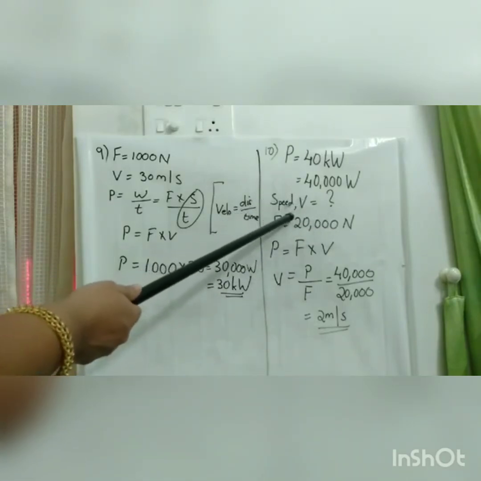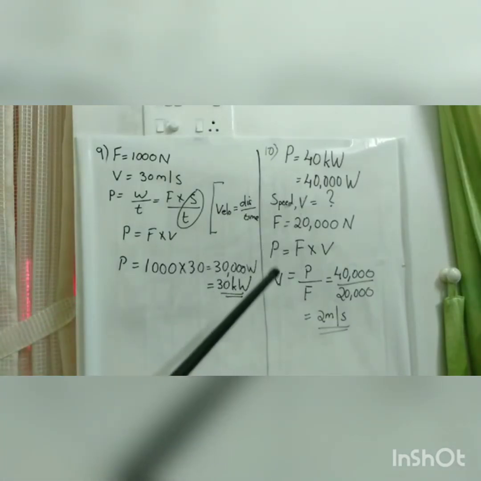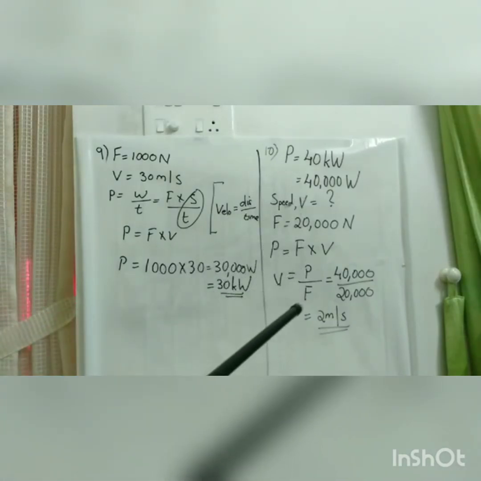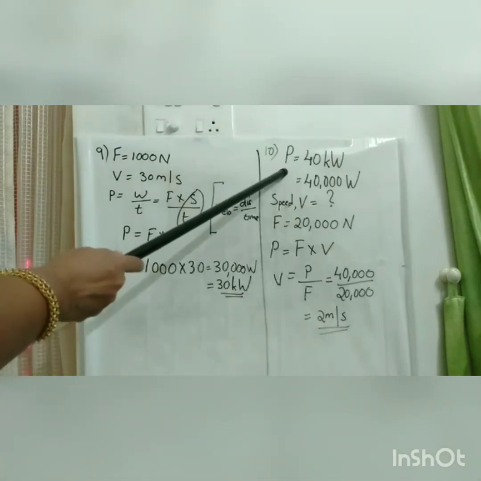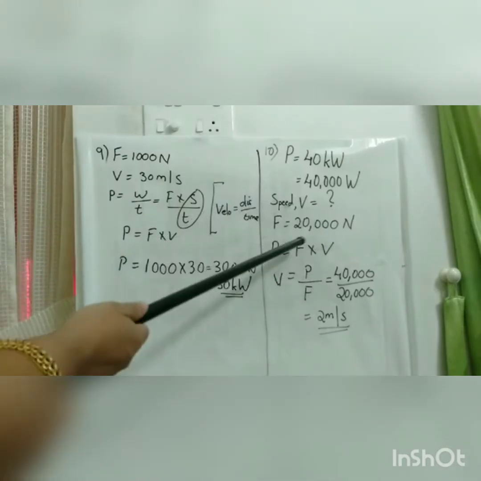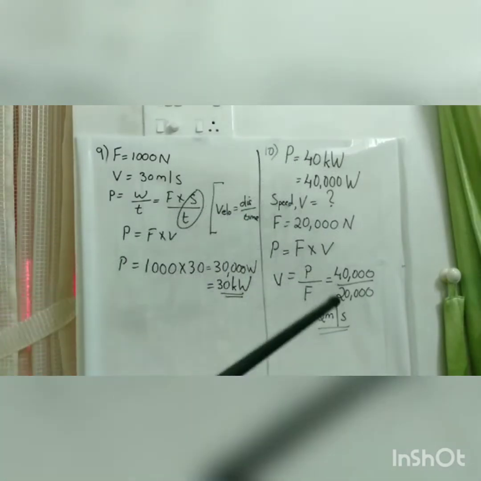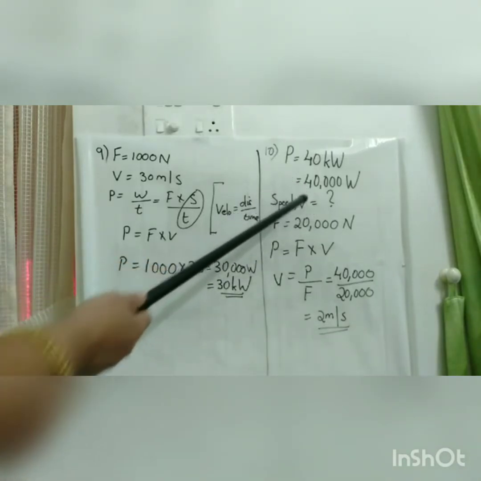At what speed? So you are asked to find the velocity. Every day we used to pump water to our tanks. So the power of that particular pump is this much, and that pump is lifting 20,000 Newton of water, that much water from the well. We are asked to find the speed at which it is lifting.